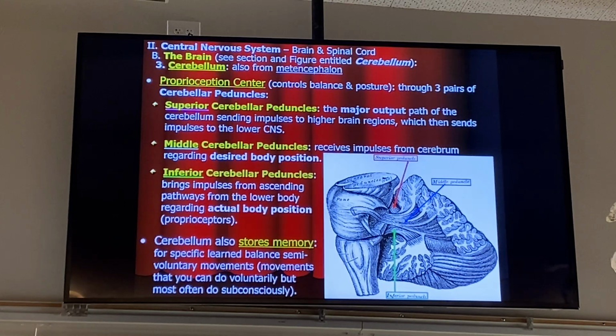The cerebellum has also been found to be where the pathology is for certain forms of autism and schizophrenia. So even though it's way down here, it's the second largest structure in the brain, so it's not surprising that there are some higher functions in the cerebellum.